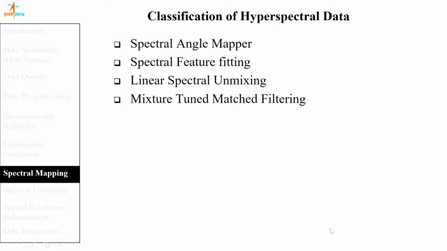Then coming to the classification of hyperspectral data. We have many classification techniques. Some of them I am explaining. One of the techniques is spectral angle mapper, then spectral feature fitting, linear spectral unmixing, and mixture tuned matched filtering. These last two techniques are sub-pixel classification techniques, where we can tell the weighted fractional coefficient of the features present.